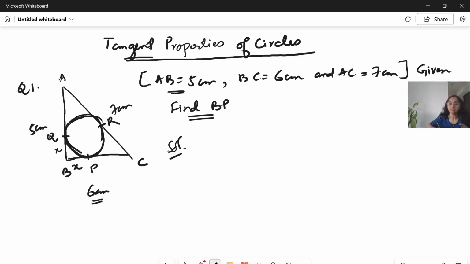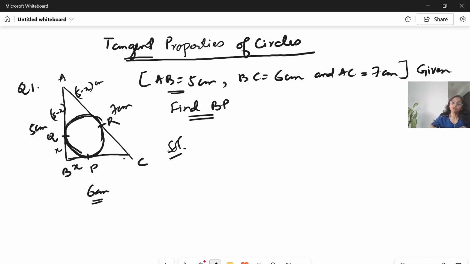Now look at side AB. We have taken BQ as X because BP was X. So what is the length of AQ now? AQ will be 5 minus X because the whole AB was 5 centimeter. So AQ is 5 minus X. Similarly, if AQ is 5 minus X, then AR is also 5 minus X. Same reason, tangents from an external point are equal. So AQ is equal to AR, right?